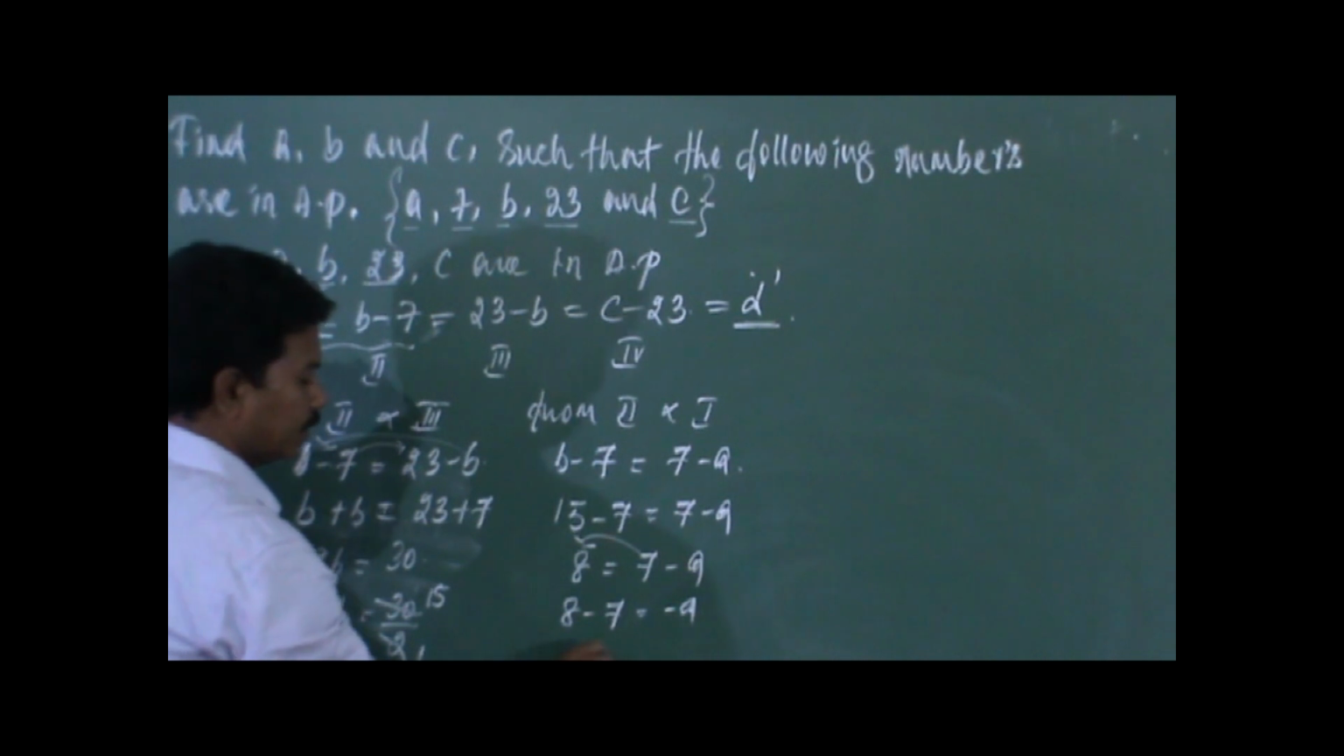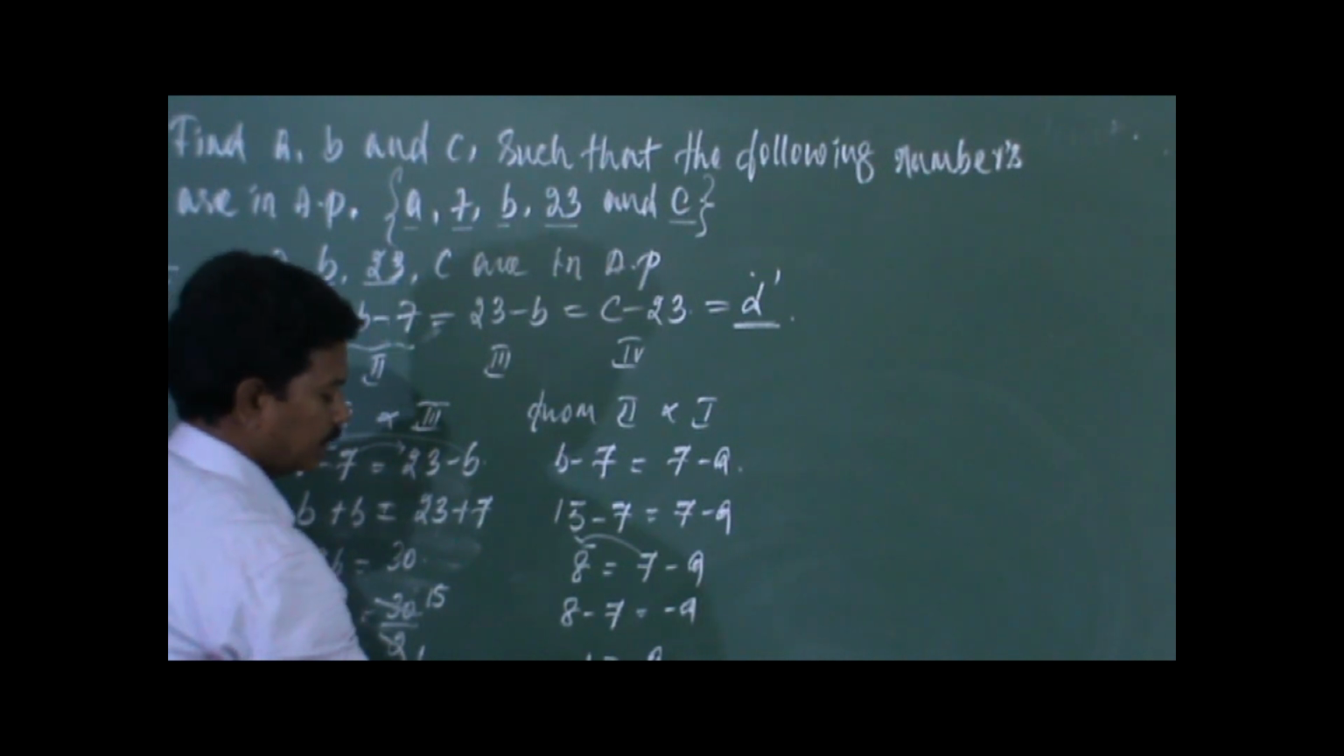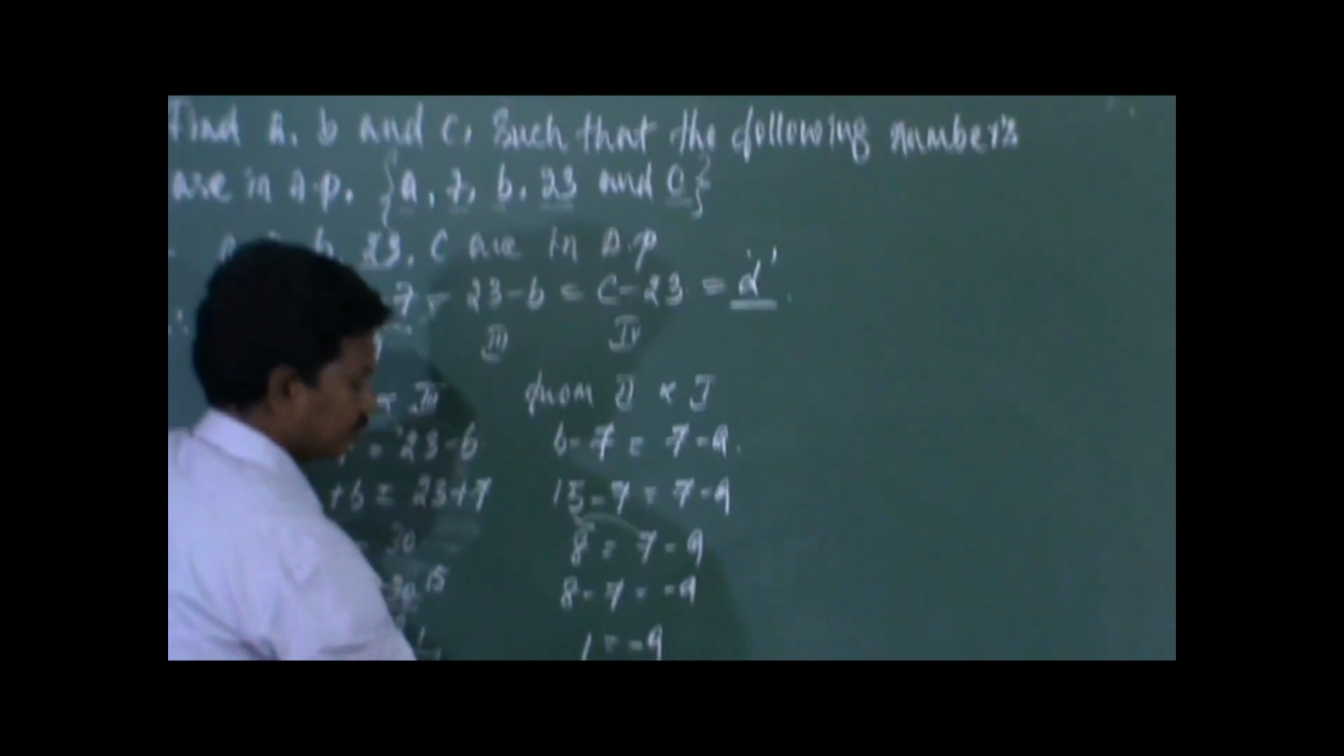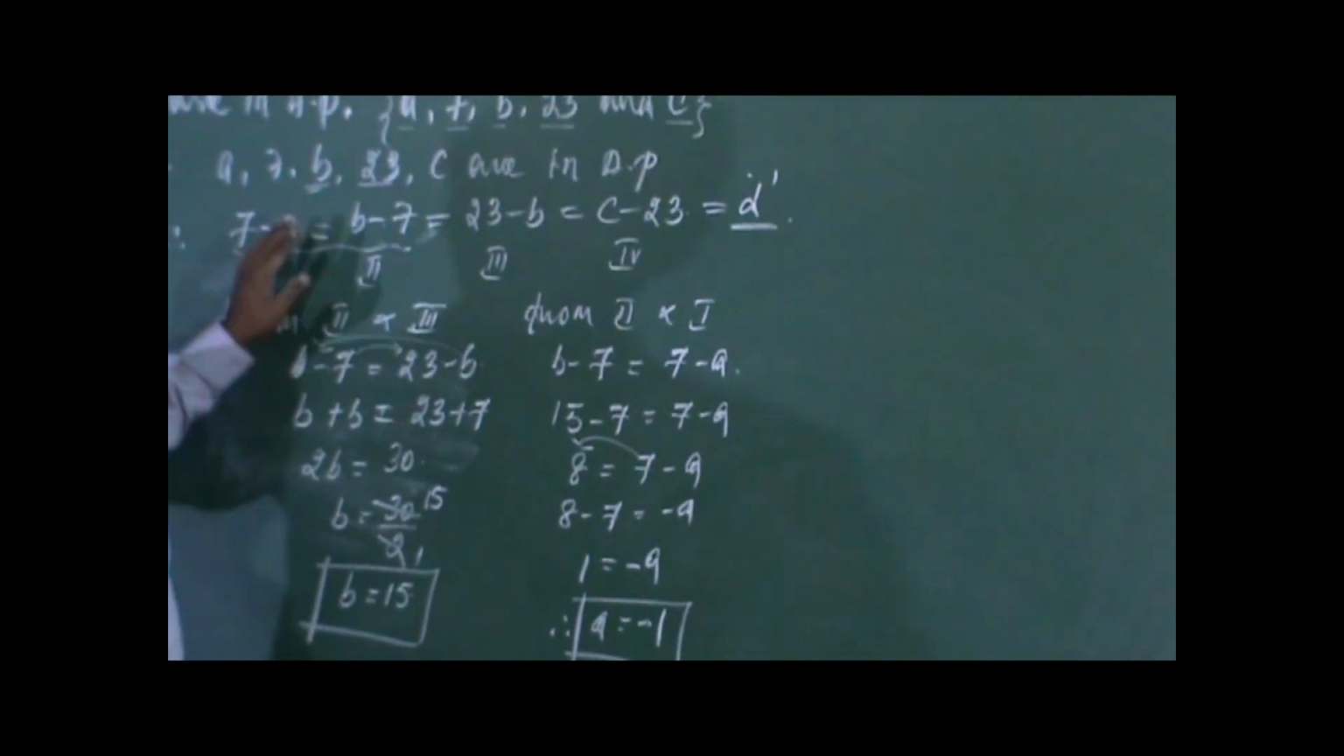8 minus 7 is 1, so 1 is equal to minus A. Let us multiply both sides by minus 1. So that becomes A is equal to minus 1. So we have got the value of A now.